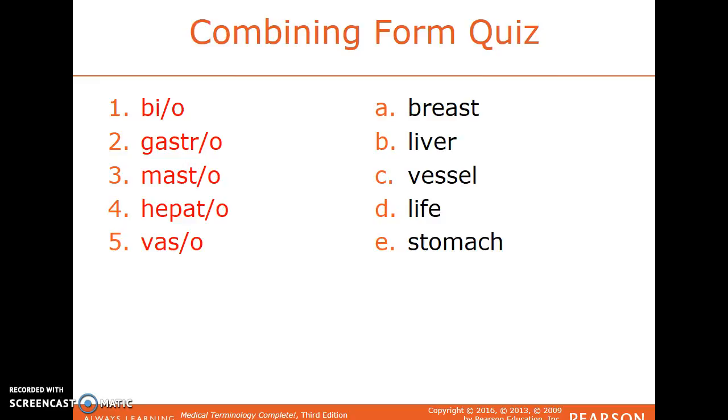Here's a little quiz. Bio means life. Gastro is the combining form for stomach. Masto is the combining form for breast. You got it. Hepato is the combining form for liver. And vaso is the combining form for vessel. Good job.